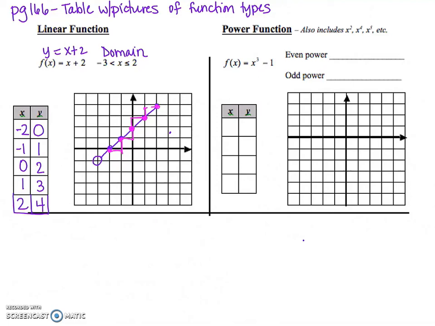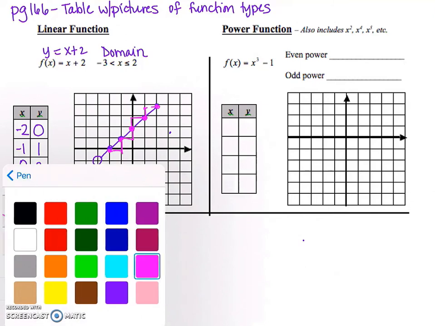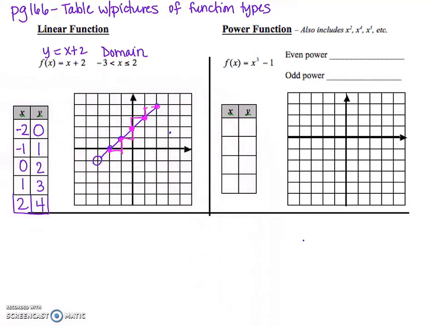Our next function is a power function. This particular function is x cubed minus 1. Now I want to remind you that when you have even powers, they are always going to make parabolas. And when you have odd powers and you graph them, they are always going to make snakes, shape-wise. So since we are graphing f of x equals x cubed minus 1, this is going to be a snake. So I know what the general shape of the graph is going to look like.